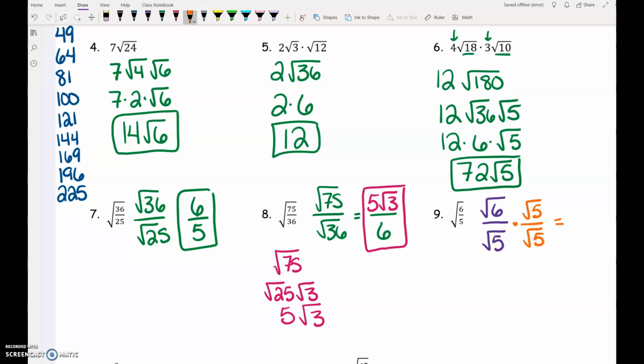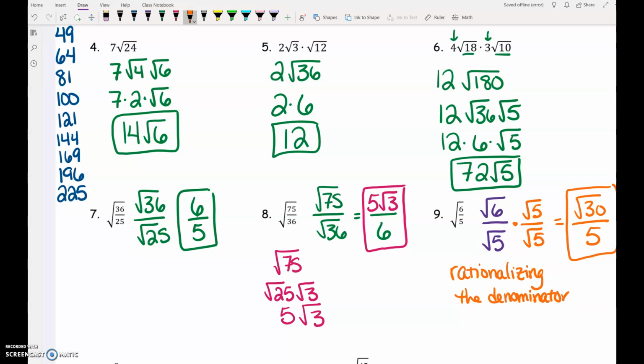On the top, square root of 6 times the square root of 5 is the square root of 30. On the bottom, what is the square root of 5 times the square root of 5? 5. The square root of 25, which is 5. And we can try to split up the square root of 30. I don't think that one simplifies at all. There's no numbers on that list smaller than 30, so that would be our answer. This is called rationalizing the denominator. A radical is an irrational number. We are rationalizing. We're getting rid of the irrational on the bottom.